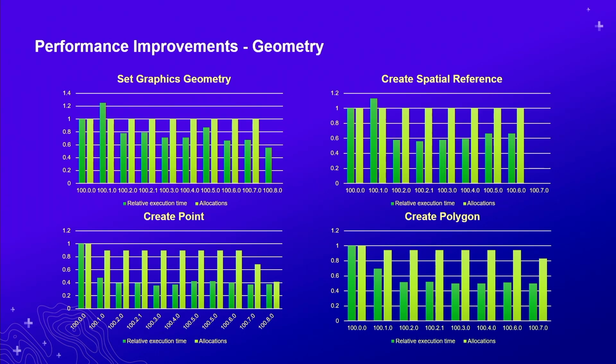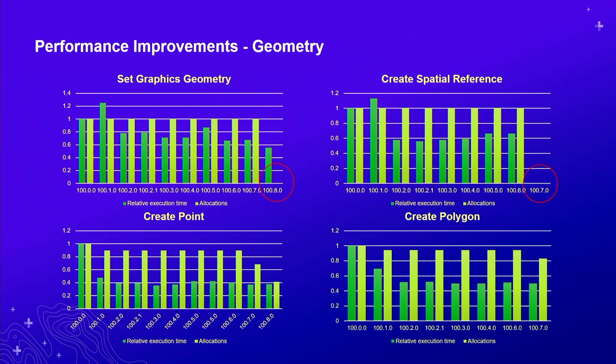Same thing for spatial reference. It also looks like charts are missing, but what we did was make it 400 times faster. So the bar is not even visible here, and it also went completely allocation free. While this was a very fast operation already, it does have a small impact across the board for anything that was working with geometry and needed spatial references.